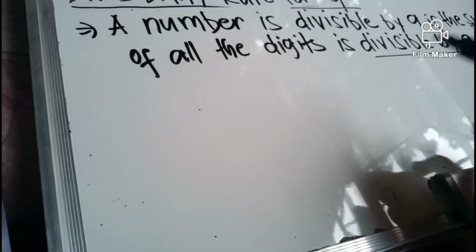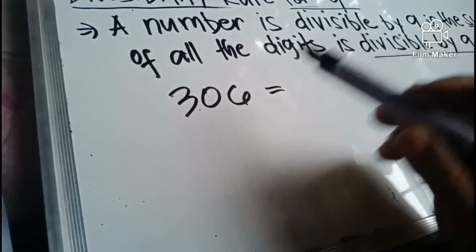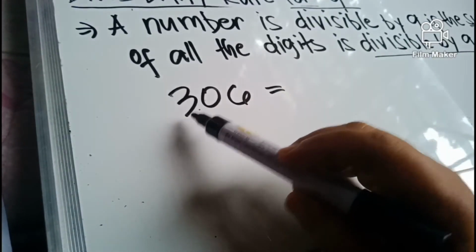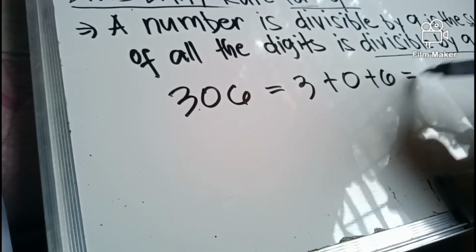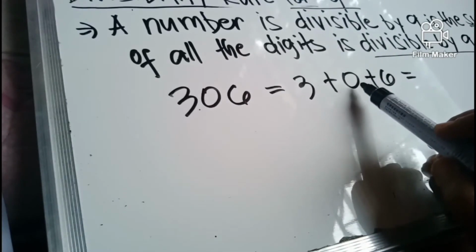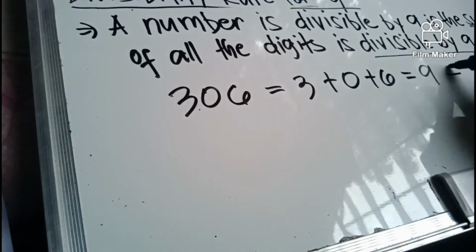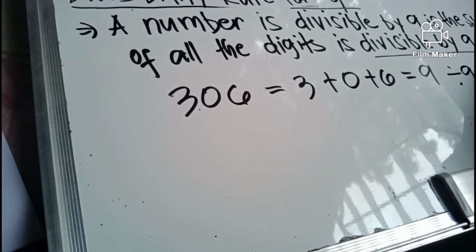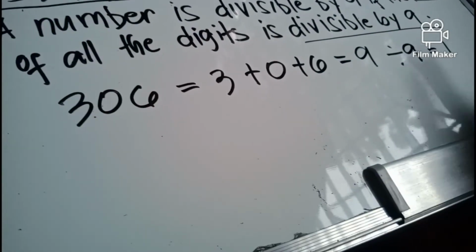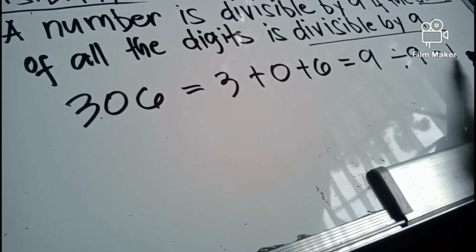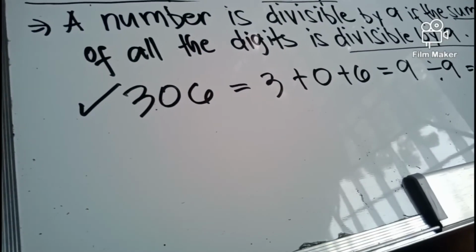Another example is 306. O, titingnan natin. I-add natin yung digits. 3 plus 0 plus 6 equals. 3 plus 0 is 3 plus 6 is 9. 9 divided by 9 equals 1. Therefore, 306 is divisible by 9.